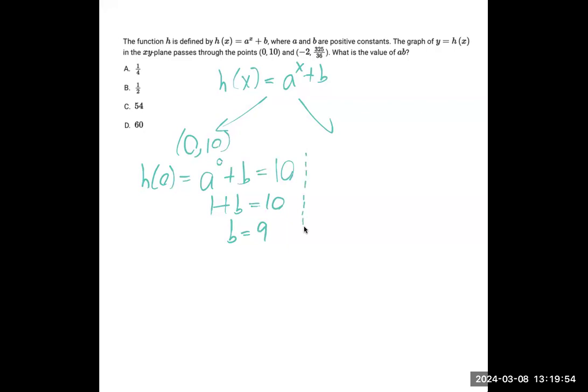For the other one, it's a little more complicated looking, but that's okay. So let's just start again. h of x is a to the x plus b. And we're going to plug in our x is -2 and our y is 325 over 36. So the y is the entire f of x, or in this case, h of x. So that is 325 over 36 equals a to the -2 plus b, which we figured out.